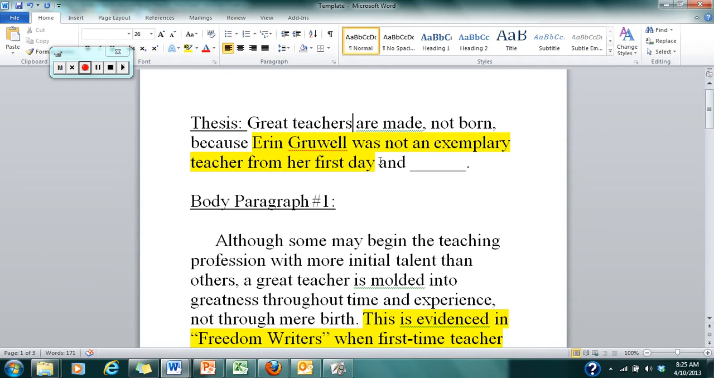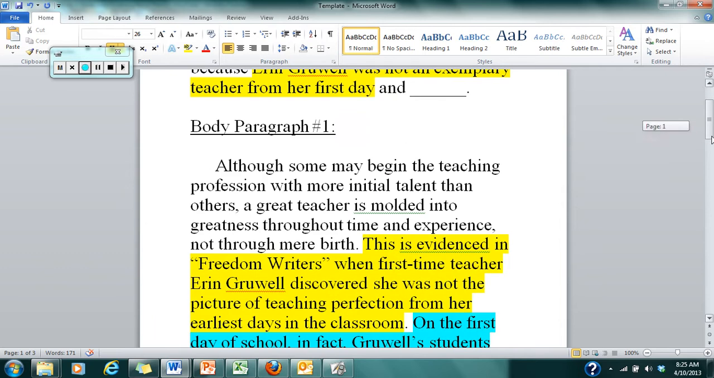So there's my reason for why great teachers are made and not born. And I'm going to have one or two other reasons. I'm not going to include those here. We don't need to focus on them. I also am going to have an introduction paragraph or two for this essay, obviously. I don't need to have that here. I'm just showing you the body paragraphs.